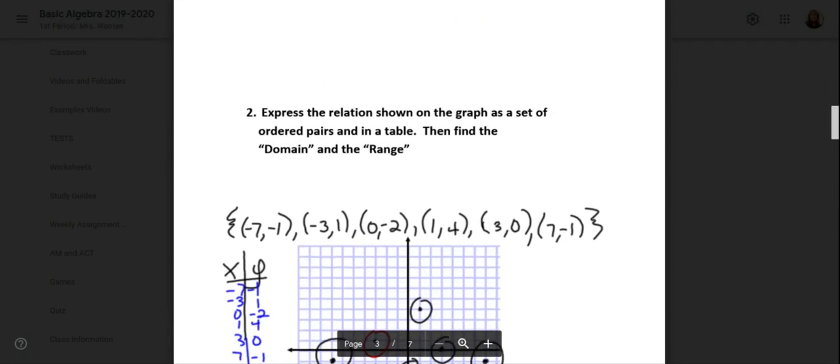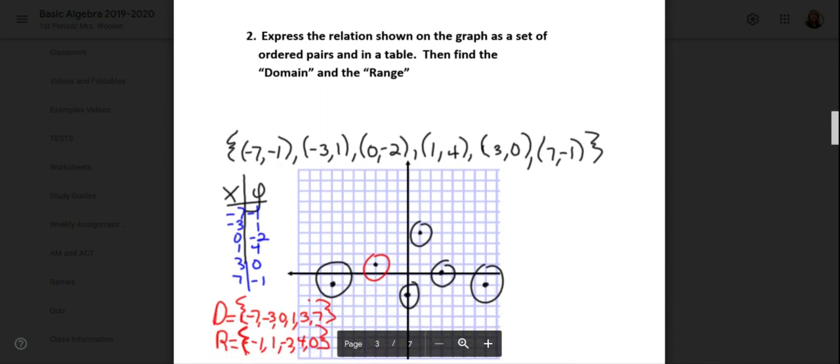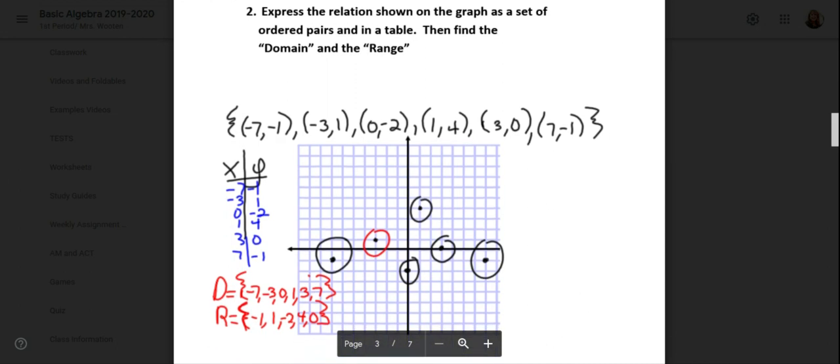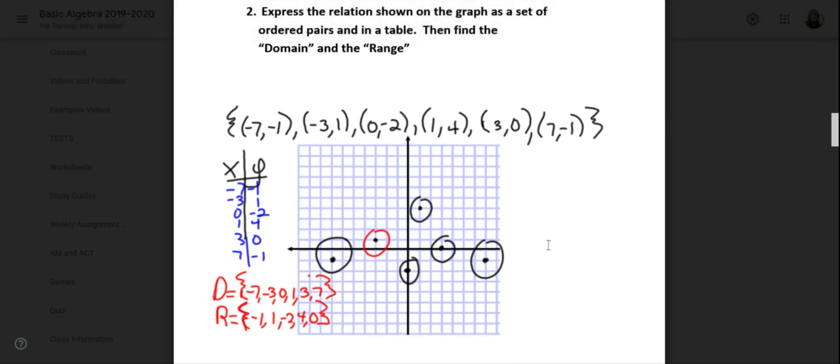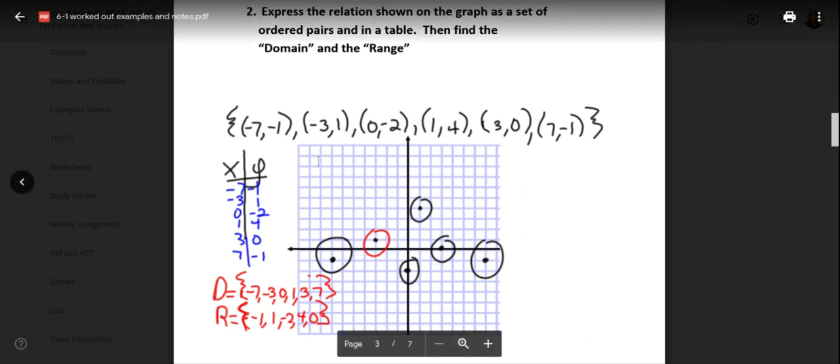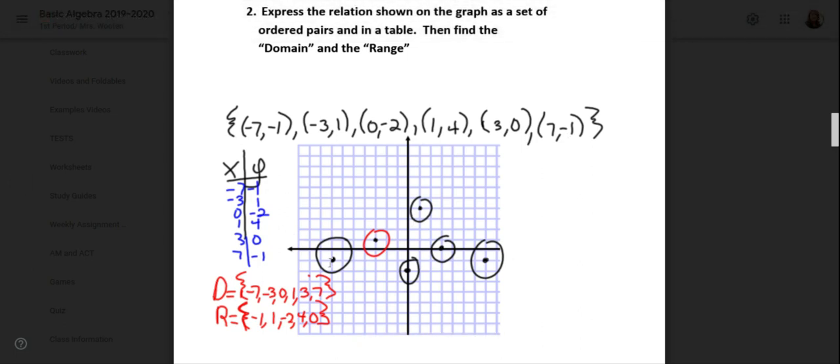All right, if we're asked to express the relation shown on the graph as a set of ordered pairs and in a table, then we would look at the points on the graph. I'm not really sure if I made your points on your graph for you on the example sheet or not. But if I did not, make those points on the graph right here, and then we're going to express that as a set of ordered pairs. So we use set symbols. We start from the furthest one on the left.